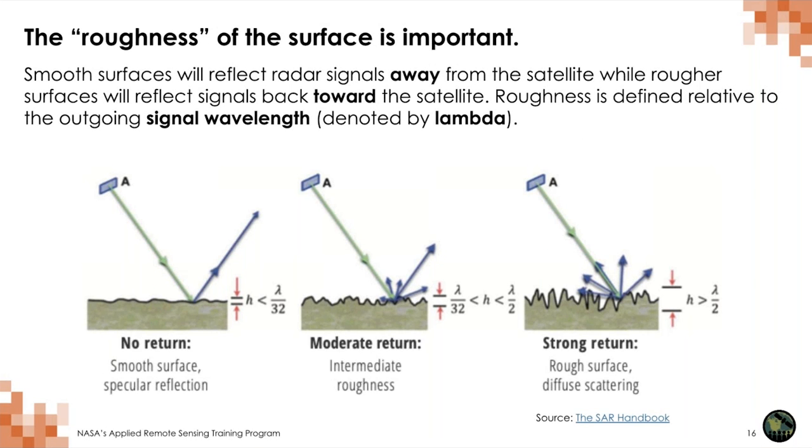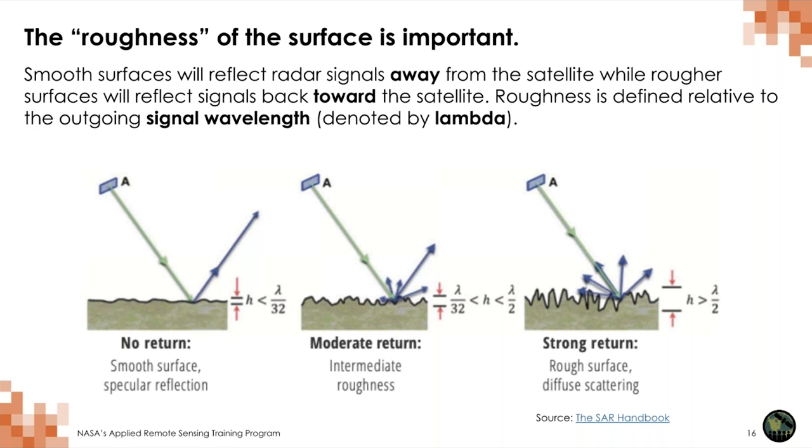So the roughness of a surface is really important. A smooth surface like calm water will scatter signals away from the satellite, while a rougher surface will scatter signals back toward the satellite. And we define roughness relative to the outgoing signal wavelength from the SAR sensor, and that's denoted by lambda in the figure below. So we can directly relate the wavelength to the roughness of a surface and get an idea of the type of scattering we could expect based on surface types.